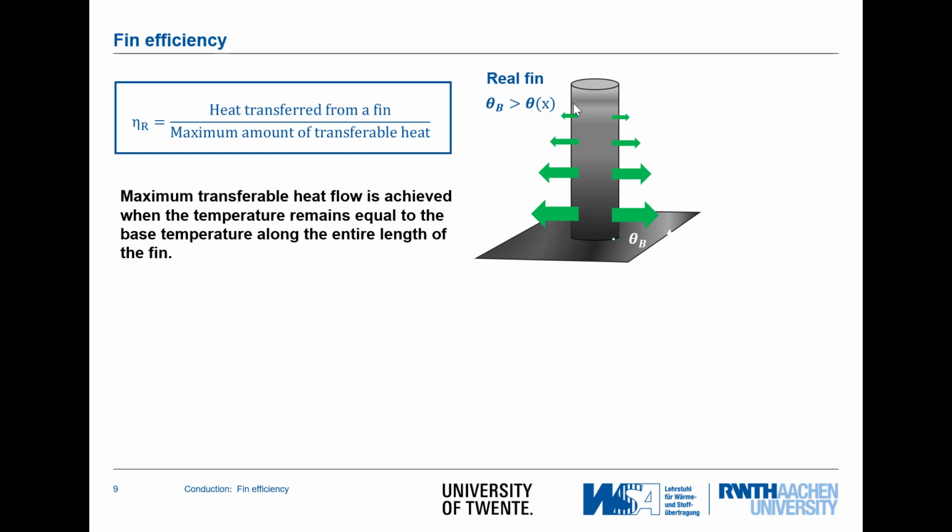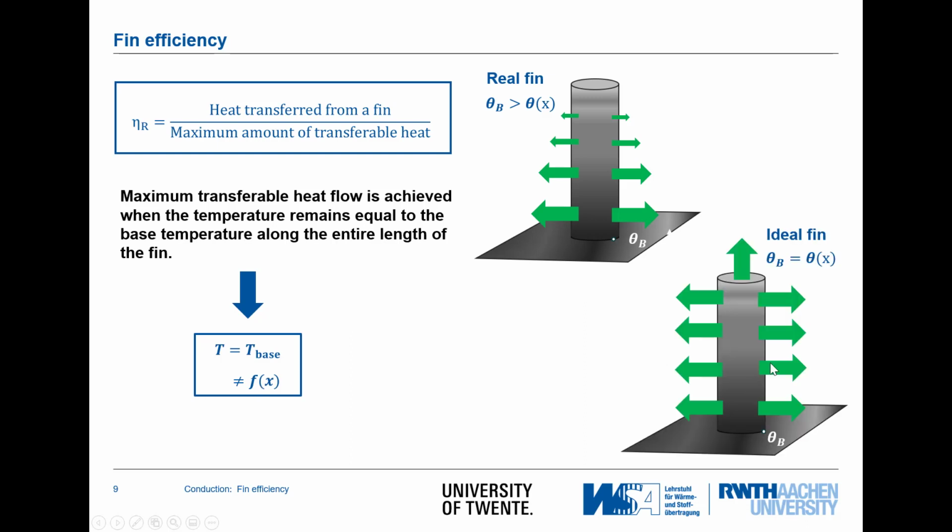Now we assume, or we define, that the maximum transferable heat is achieved when the temperature remains equal from the base of the fin to the top of the fin. In this case, the temperature in the entire fin is equal to T base. So it's not a function of the location anymore, and the heat transferred from an ideal fin would look like this. At any location, the heat that is released to the ambience is equal.